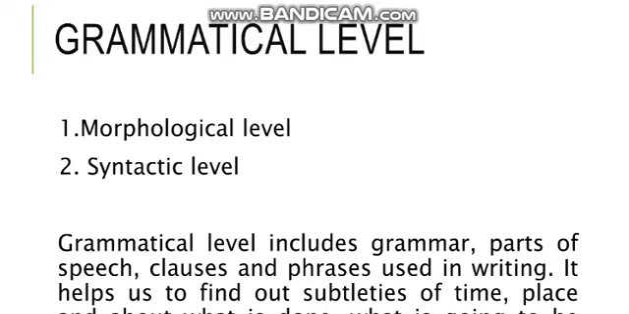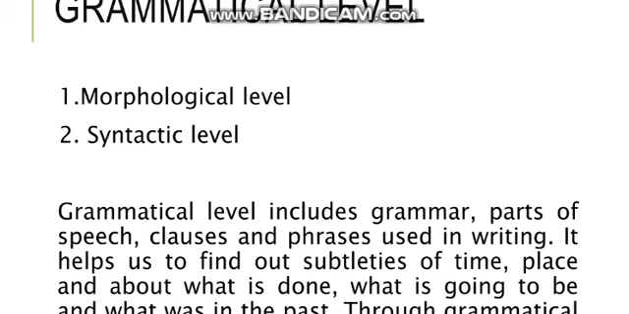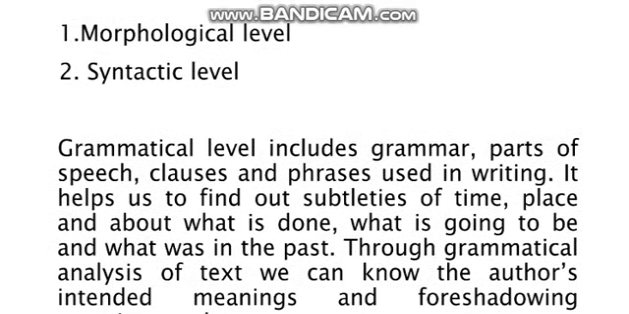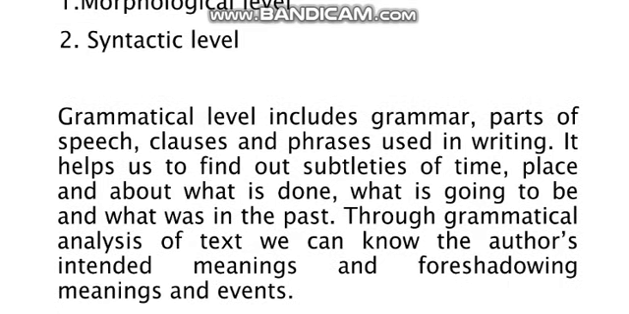So when we talk about the grammatical level, there are two types: morphological and syntactic level. The grammatical level includes grammar, parts of speech, like clauses and phrases used in writing, and it helps us to find out the subtleties of time, place, and about what is done, what is going to be, and what was in the past. And through grammatical analysis of a text, we can know the author's intended meaning of what he wants to write, and foreshadowing of meaning and events.